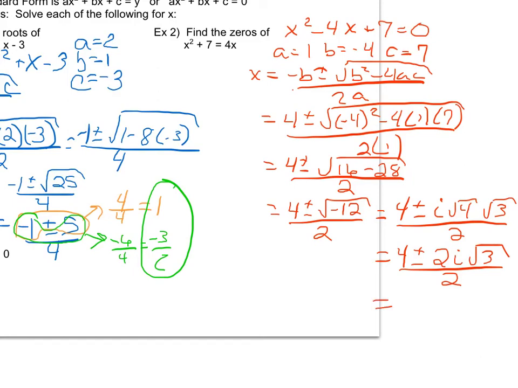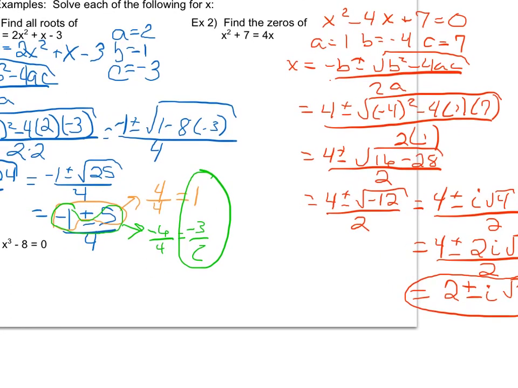I'm going to kind of skip that in between step because I'm out of room, and I'm going to be left with 2 plus or minus i square root of 3. And that 2 that I factored out canceled with the 2 on the bottom, leaving me with that as my final answer. So what does it mean to get an answer that is a complex number with an imaginary part? That we will talk about in another objective.